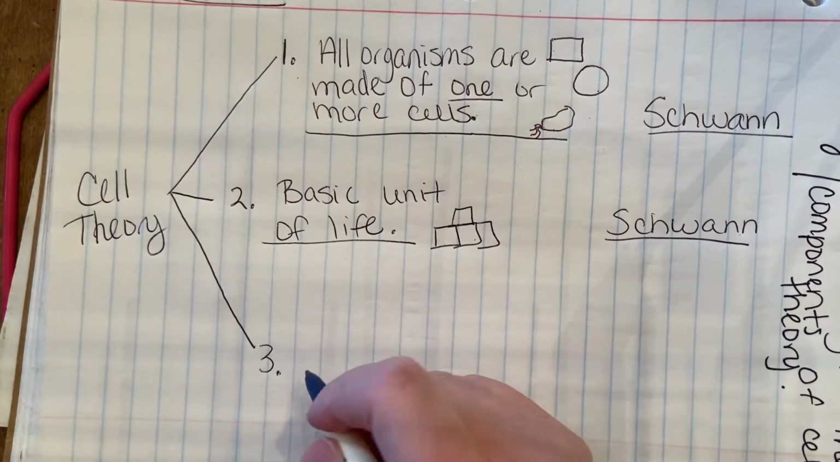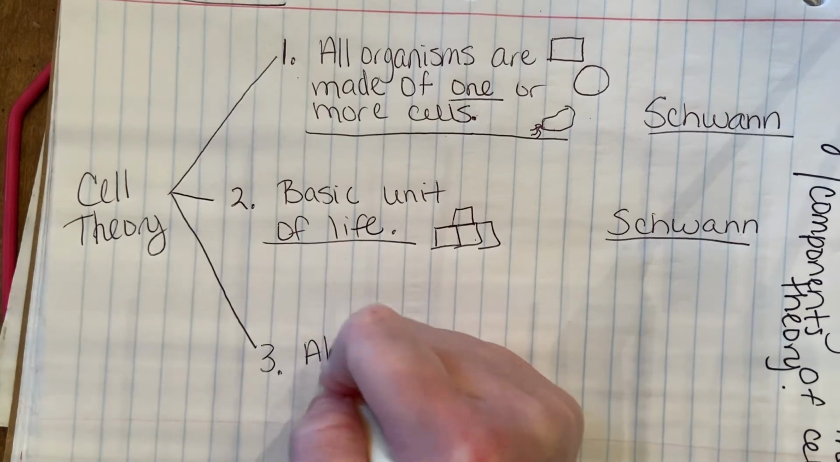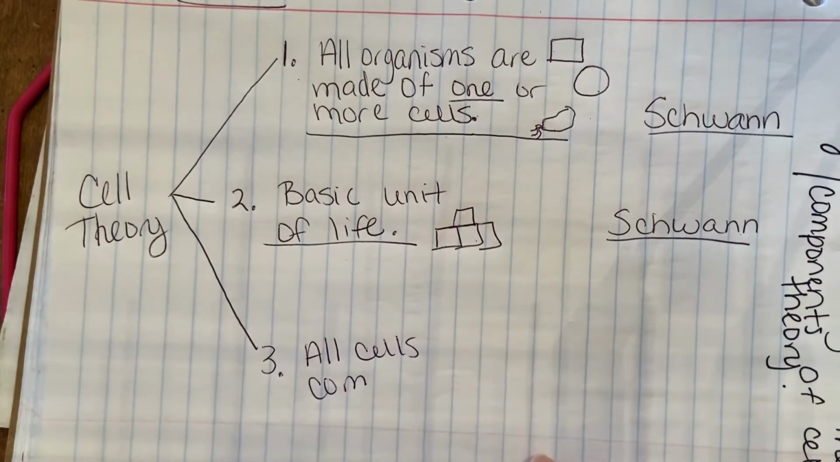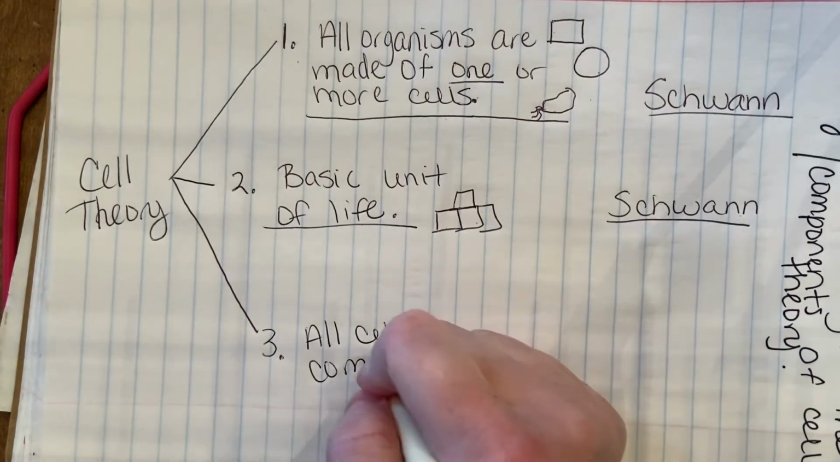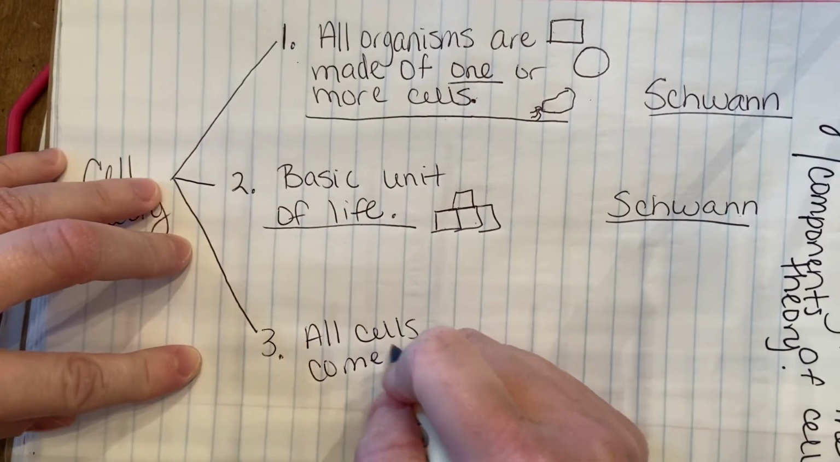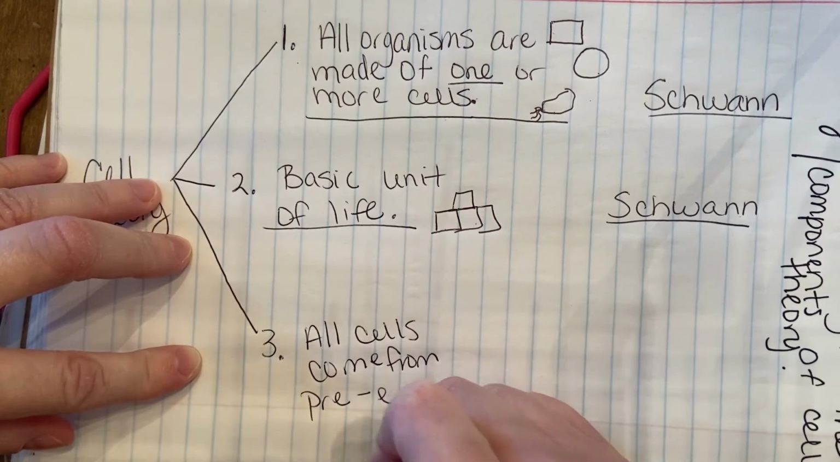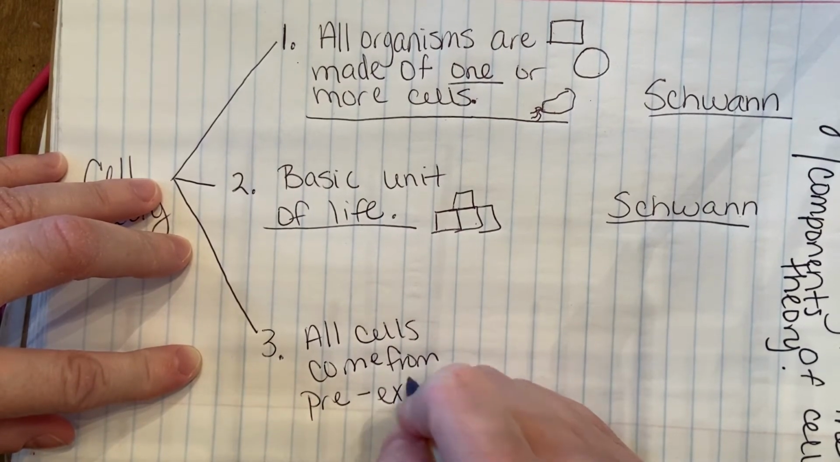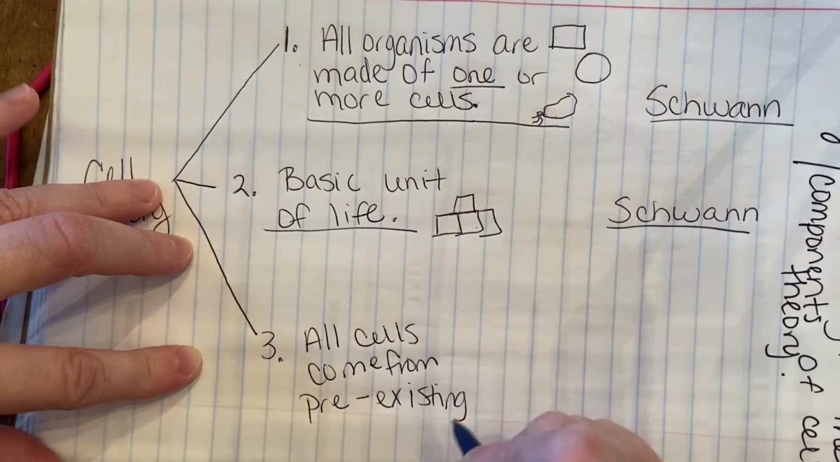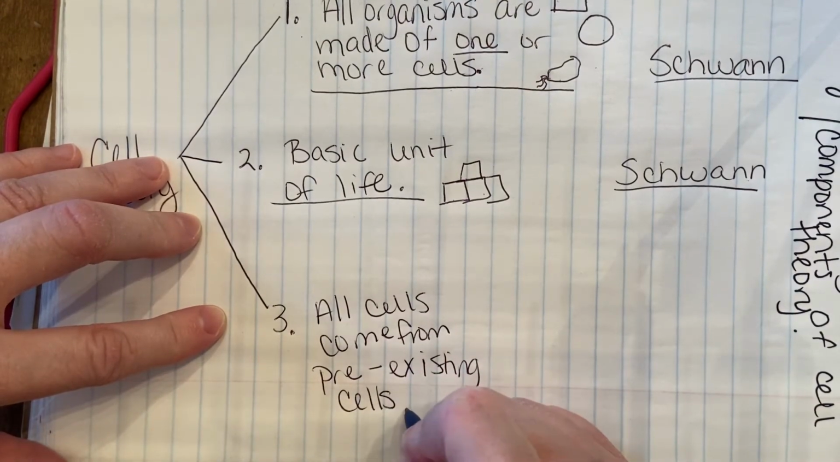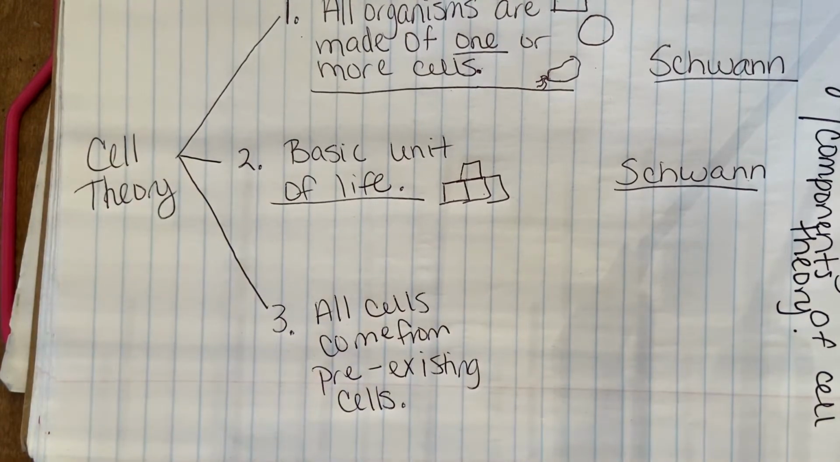Okay, so the third component is all cells come from pre-existing cells. Okay, what does that mean? The cells are going to divide to form new cells, okay?